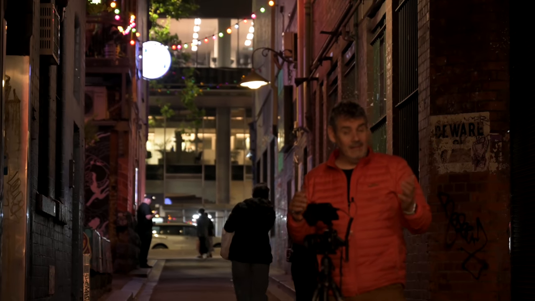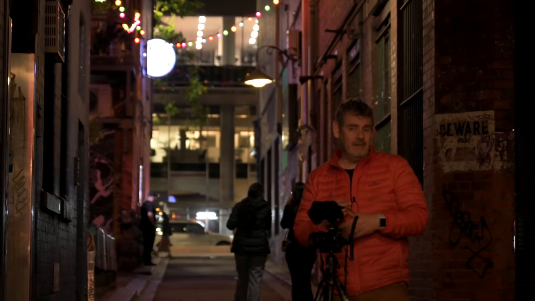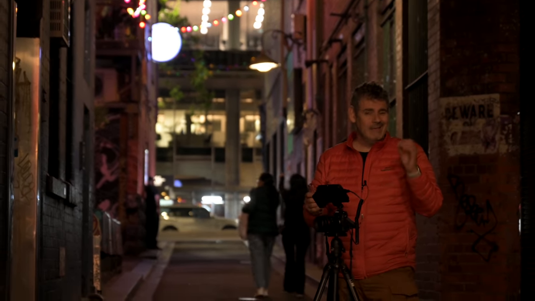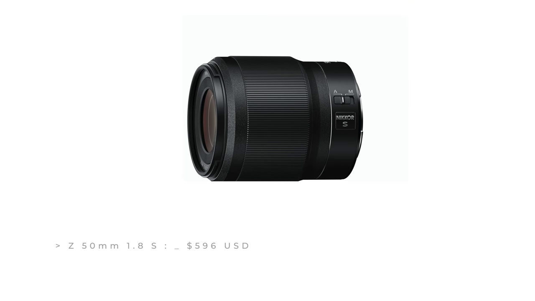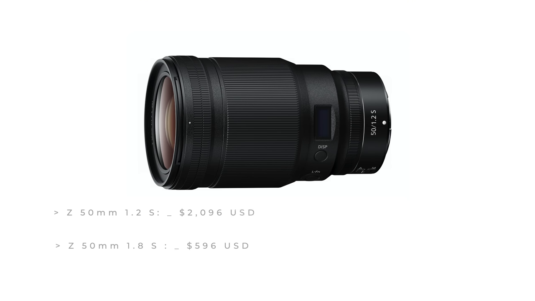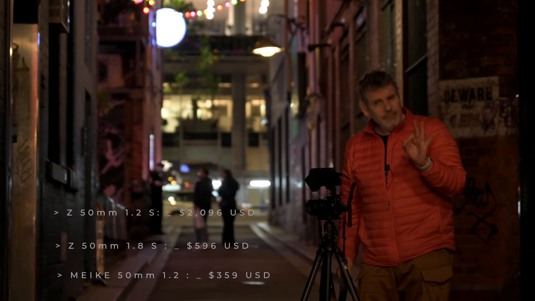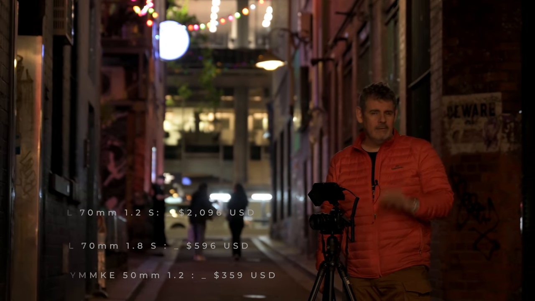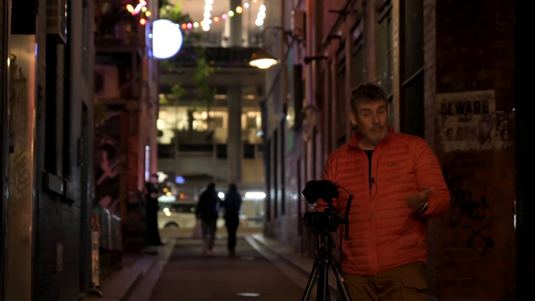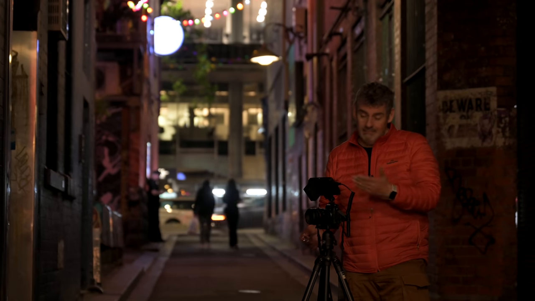As we talked about in the intro, we are here to test out some 50mm lenses. We have the Z50mm 1.8S, we have the Z50mm 1.2S, and we have the Meike 50mm 1.2. And they all vary in price, with the Meike, which is fully manual, being the most inexpensive. So, we probably know how this is gonna go, but it'll be good to see.